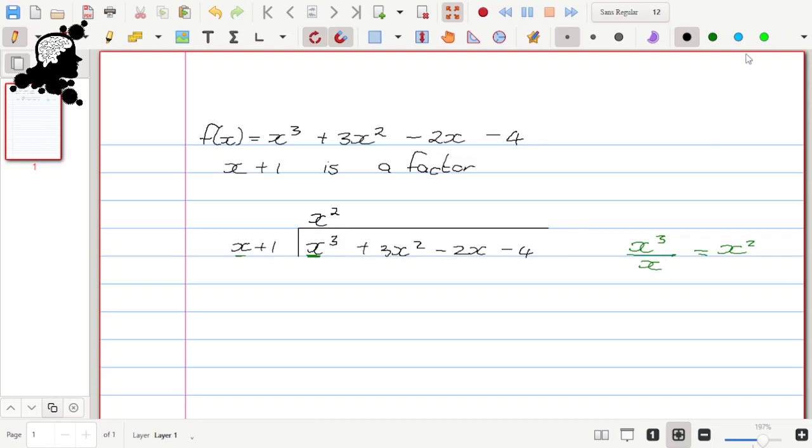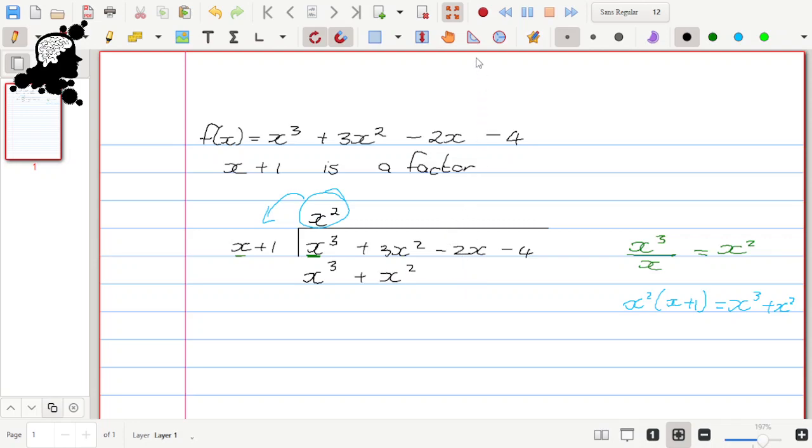Now the next step is, we need to take this x squared and multiply it out with the factor. So, we have x squared multiplied by x plus 1. This is going to give us x cubed plus x squared. What we do with this expression is we write it underneath our cubic expression. So x cubed plus x squared.